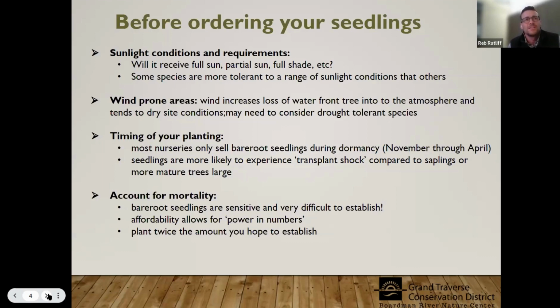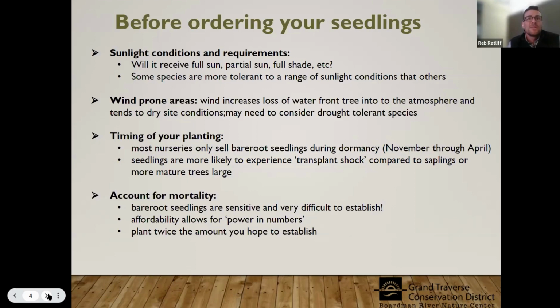One thing I think is underestimated is the impact of wind-prone areas on trying to establish small seedlings. Wind really does increase the loss of water from trees into the atmosphere and tends to dry out site conditions. So if you are up on the top of a kind of a bald hill or something, and you've got high winds, you're probably going to want to consider some of those upland species that are a little bit more drought tolerant, and you're probably going to need to keep them watered too, because that wind can have quite the effect on your little babies.